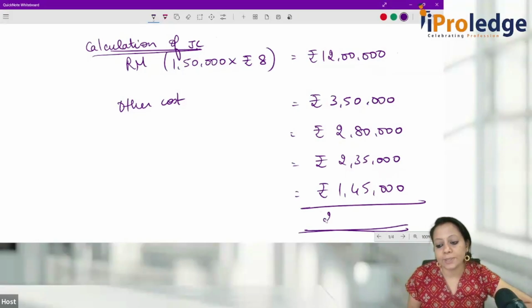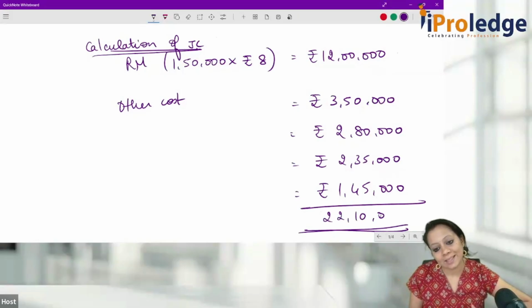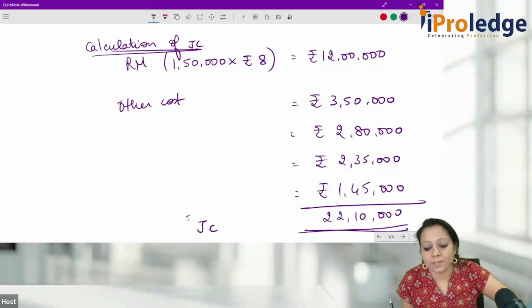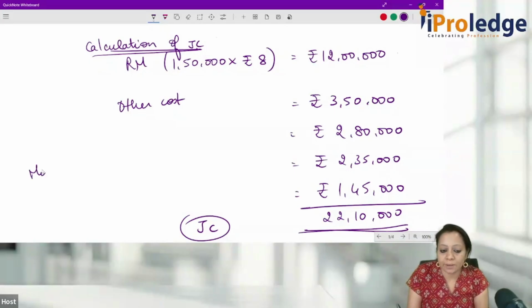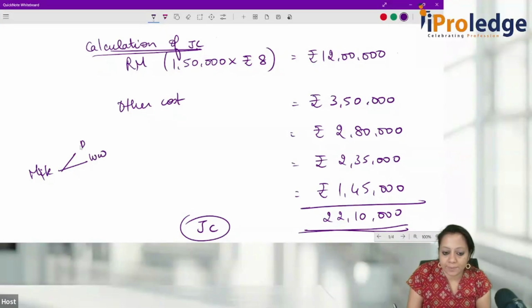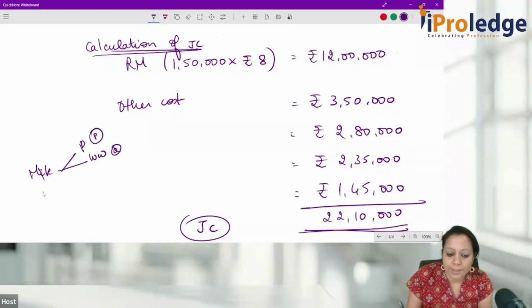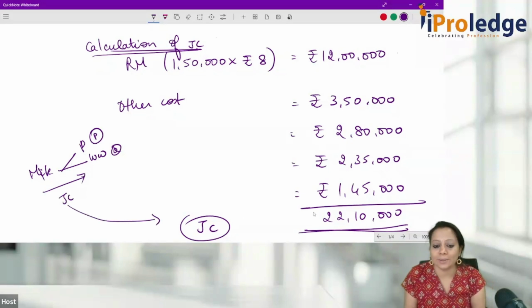To 22,10,000. This is going to be what? Joint cost. Together, how much cost I'm incurring in making the products P and Q. As I told you, from milk to paneer and whey water. This paneer is only P and this whey water is only Q. Together to make, we have joint cost. That is what this 22,10,000 is.